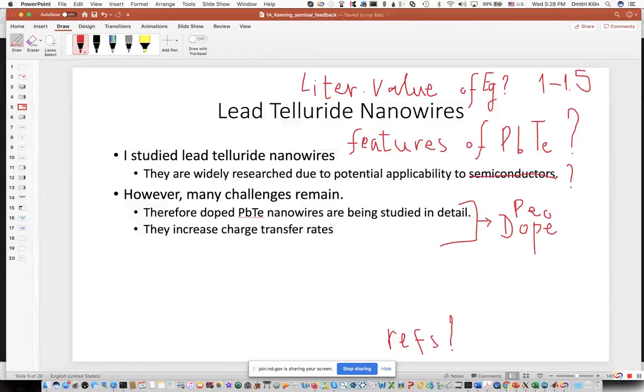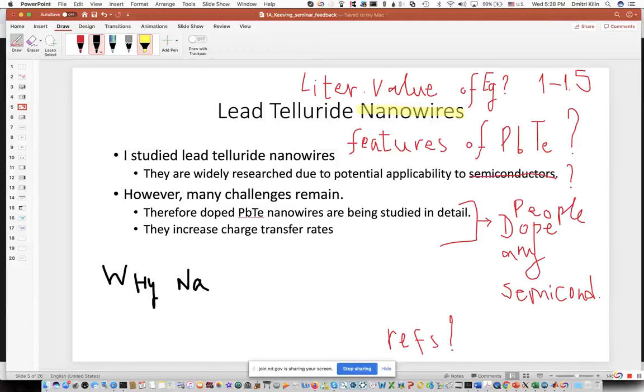All right. So essentially, doping a material increases its electronic properties. So in this case, doping the lead telluride nanowires substantially increases its charge transfer rate. So when we dope them, the charge transfer rate increases significantly, and there's a lot more potential to use these doped nanowires in regular semiconductor devices than undoped nanowires. All right, can you move on to the next slide?